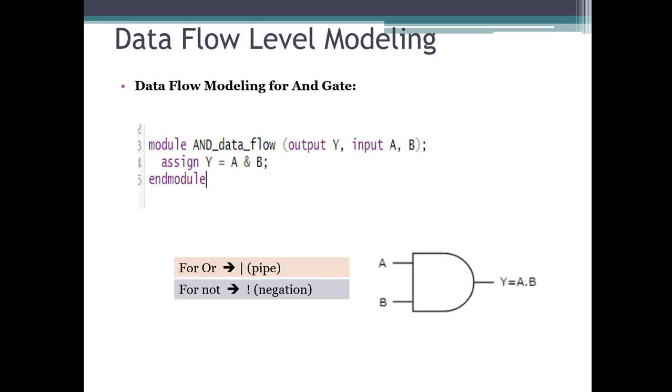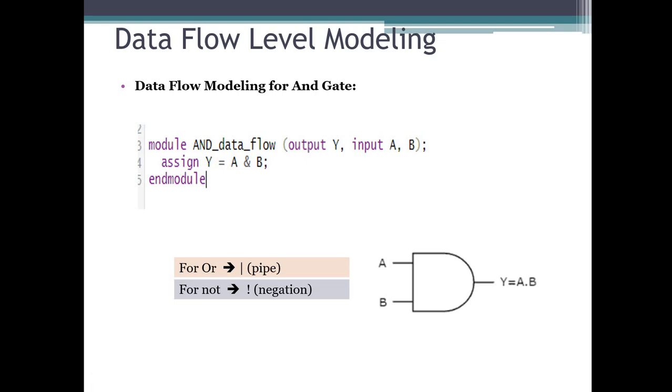Data flow modeling. What is data flow modeling? In this we describe how data flows. So let's understand how you write it. Again, everything is written inside a module and endmodule. I have written module and given a name for it; you can give any name you want. I have given AND data flow, and again I have declared output Y and input A, B.